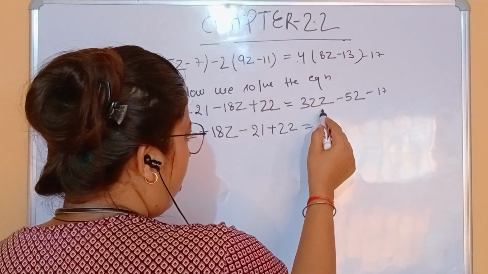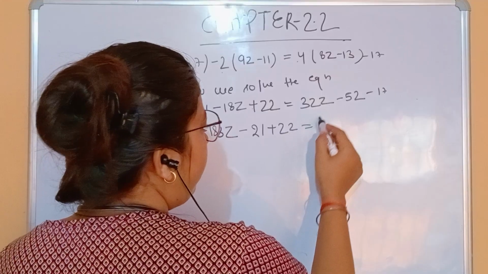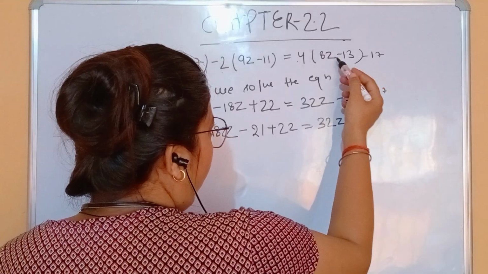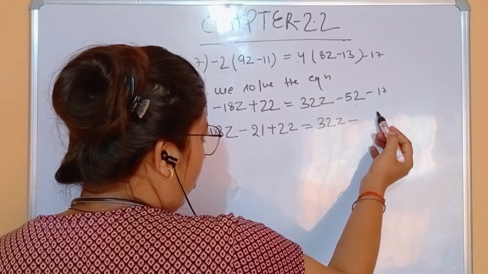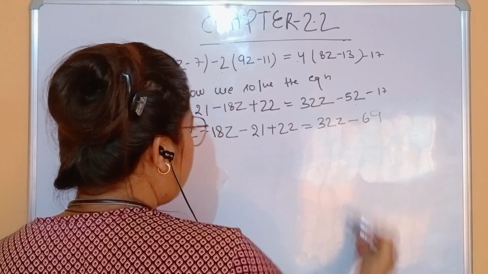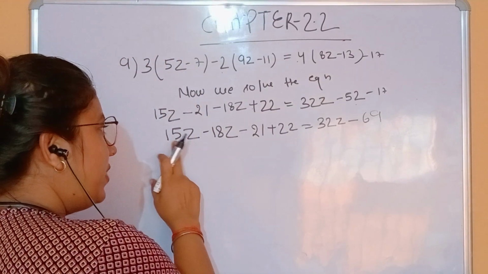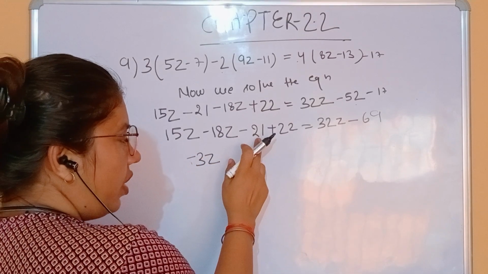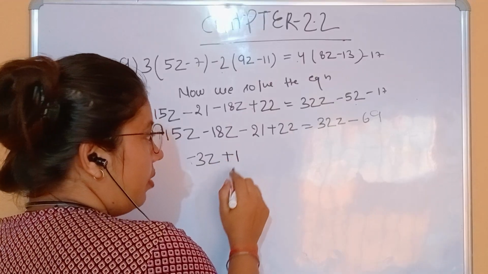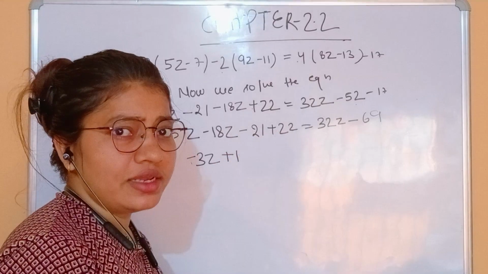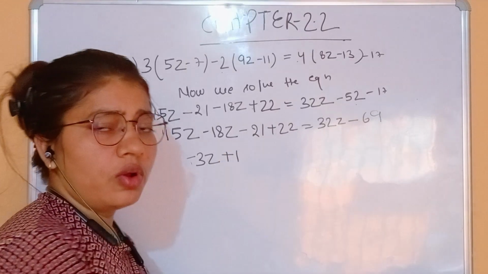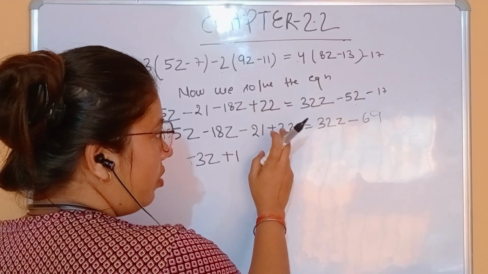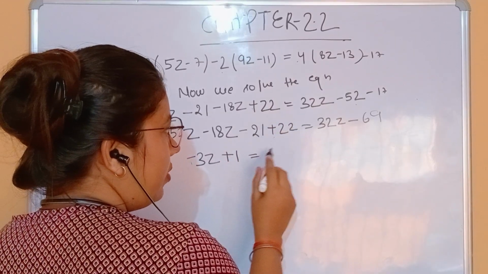Here there is only one variable, so take 32z, minus 52 minus 17. 52 plus 17 is 69. So here 15z minus 18z is minus 3z. Minus 21 plus 22 is plus 1, because 21 minus 22 is minus 1, and the greater value is positive, so we take the positive number. So we get 32z minus 69.